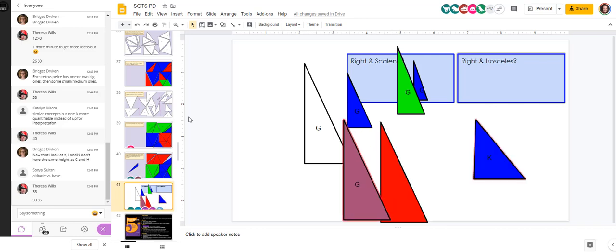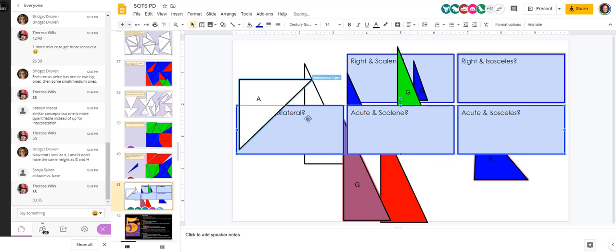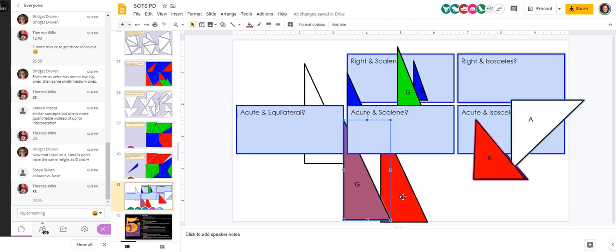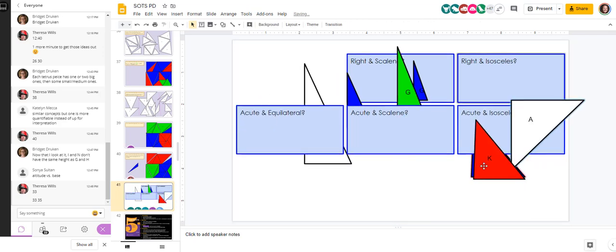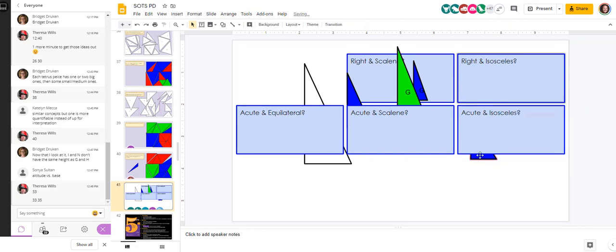All right, super. What about if we were to get into acute triangles? Can we put some in there? And I realize it's a little chaotic with everyone, but let's see if we can do it.